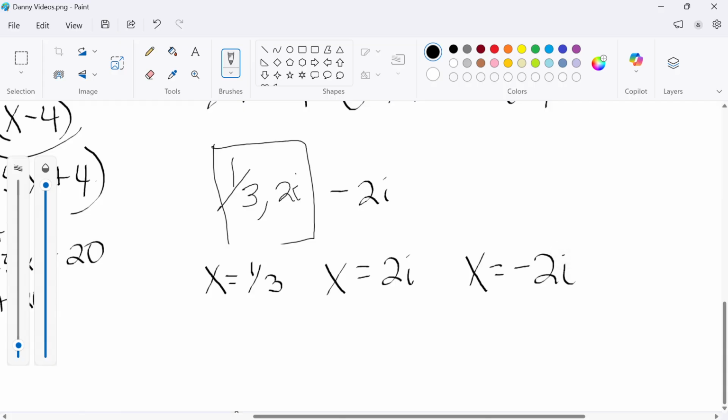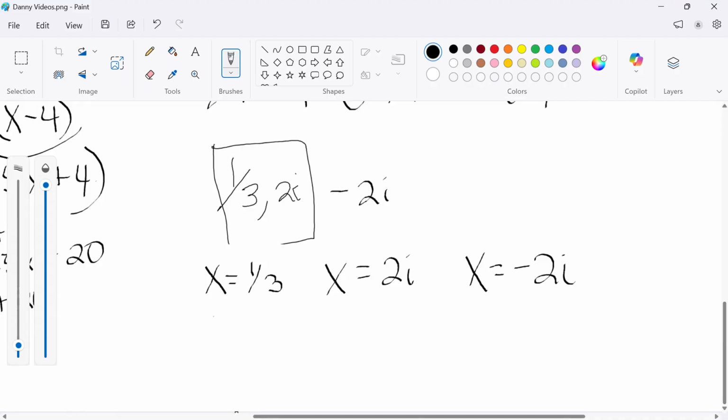Now when I graph this, I'm probably not going to be able to see the zeros at 2i and negative 2i because those aren't real. They're not going to be where they cross the x-axis, and sometimes it can be a very subtle dip in the graph.